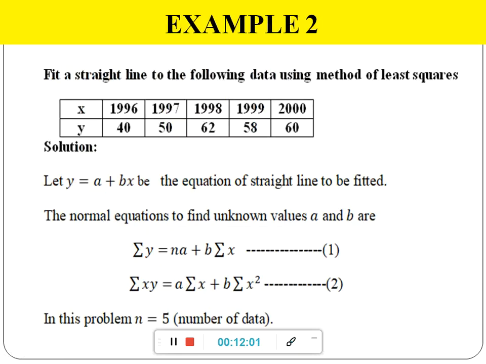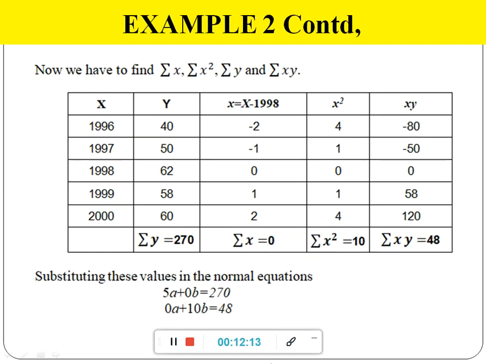Right? So these are said to be normal equations. To find the values of a and b, we have to find summation x, summation xy, summation y, and summation x square. First, construct the table. Put x, y. Here we have x values as four-digit numbers. Use this as capital Y here. Actually, this is small y.